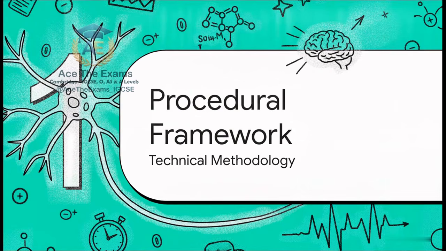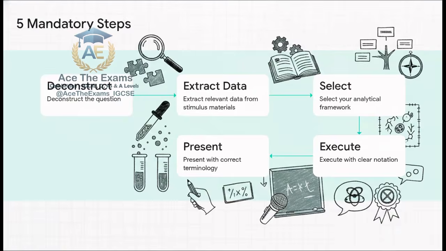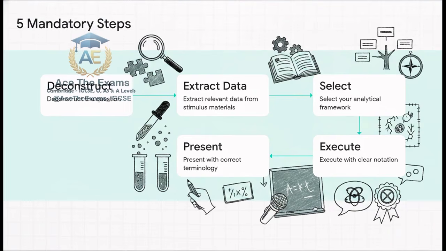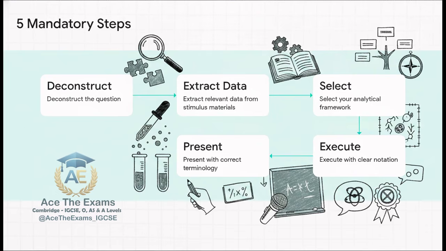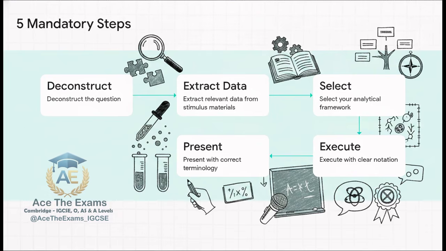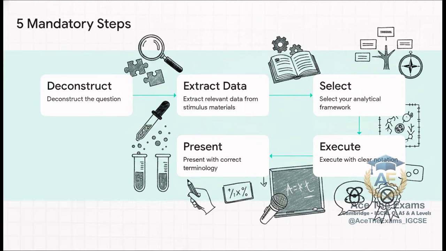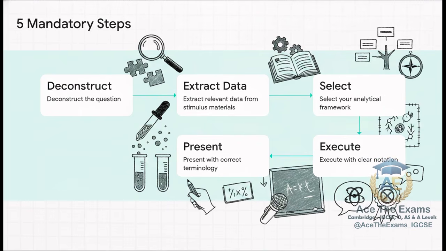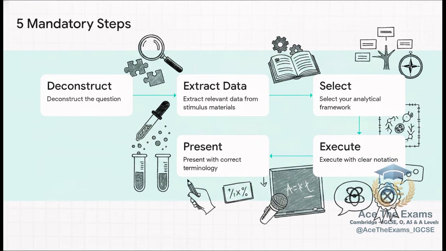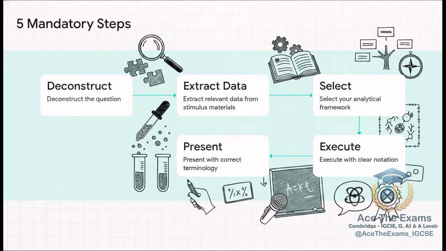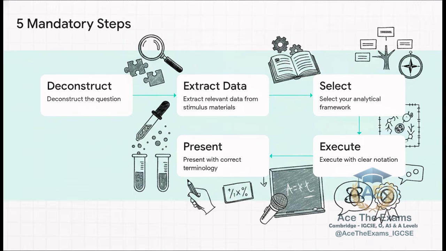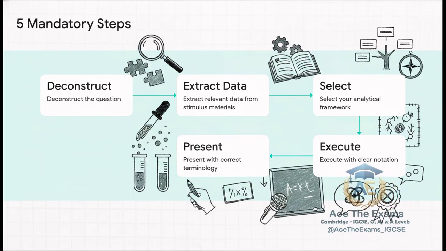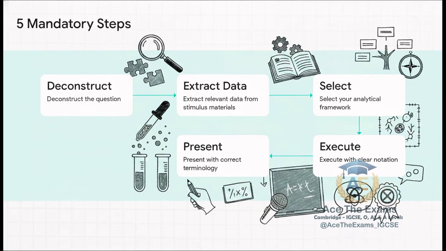Section 1, the procedural framework. Okay, there are 5 mandatory steps to this procedural framework. First up, deconstruct the question. Next, extract the relevant data from the stimulus. Then, select your analytical framework. Finally, execute with clear notation and present your final answer using correct, context-specific terminology. Memorize this exact sequence. It's like a problem-solving engine. It's exactly what you need to break a complex problem into logical steps, solve it systematically, and check for reasonability.